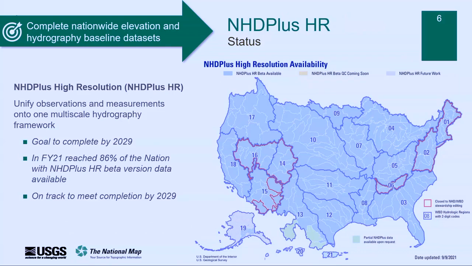Now I'm going to move to the hydrography baseline. By the end of fiscal year 21, we reached 86% of the nation complete with this NHD Plus High Resolution data. The goal to complete all of that is by 2029.